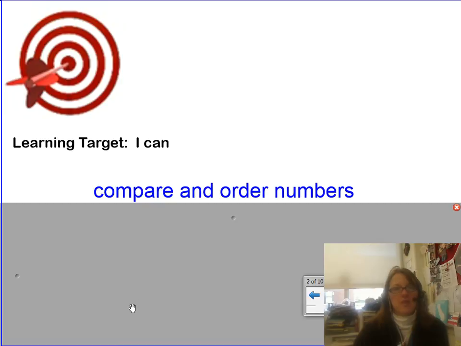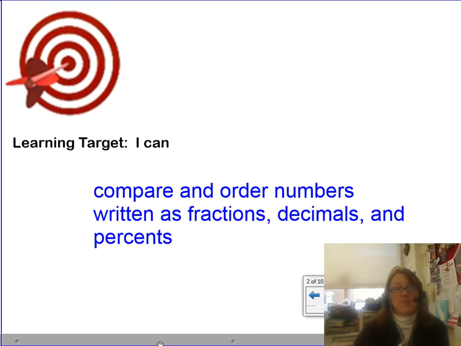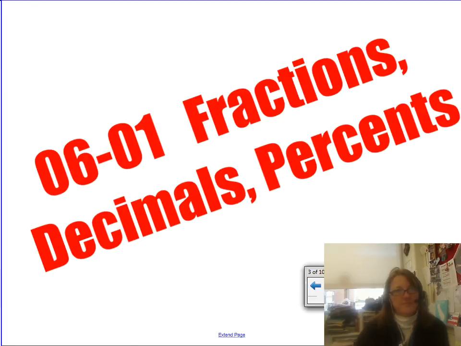Okay, and we've been doing that kind of all throughout as we've been talking about things. But specifically, we're going to use 3 different variations or representations of numbers: decimals, fractions, percents. And you should be able to interchange between all of them and then be able to determine greater, smaller, or equal. Alrighty, so let's get started.